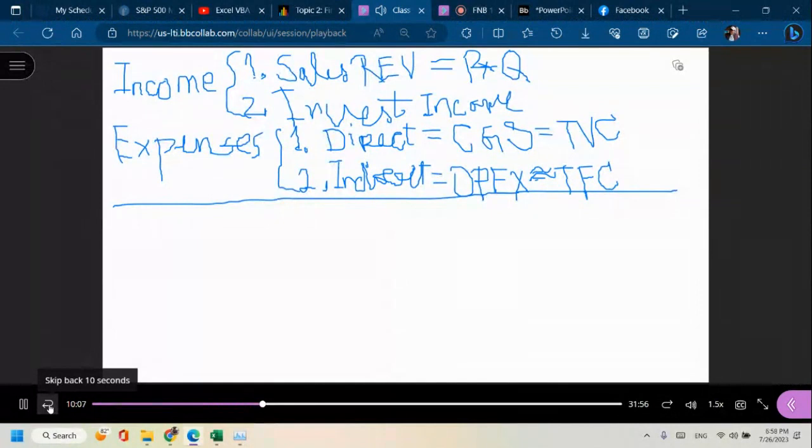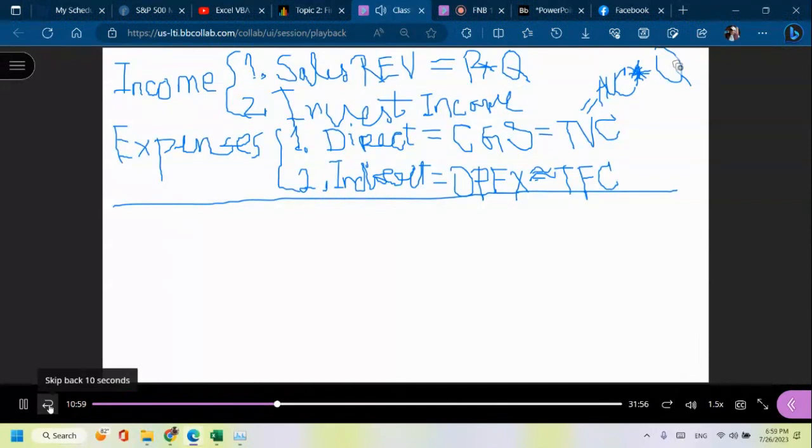So in other words, total variable cost is per unit production cost times quantity produced. This can be rewritten as average variable cost times quantity. So what is average variable cost? Production cost per unit is average variable cost. Isn't that right? Average is basically total divided by quantity. Isn't that right?